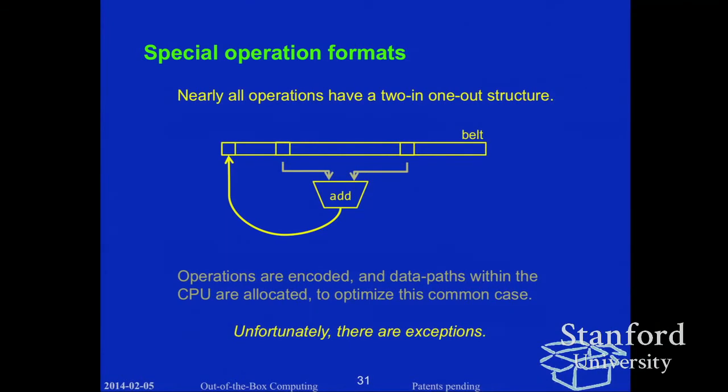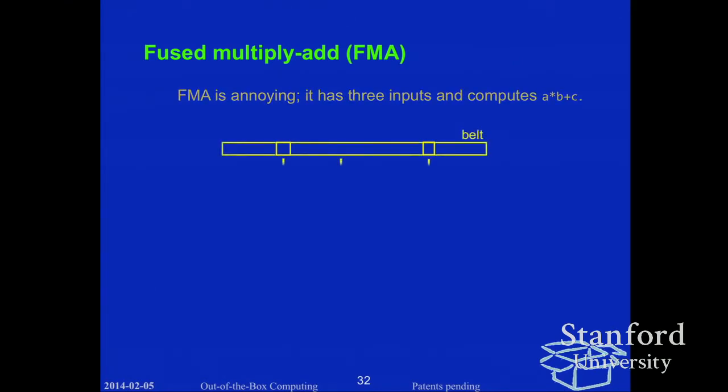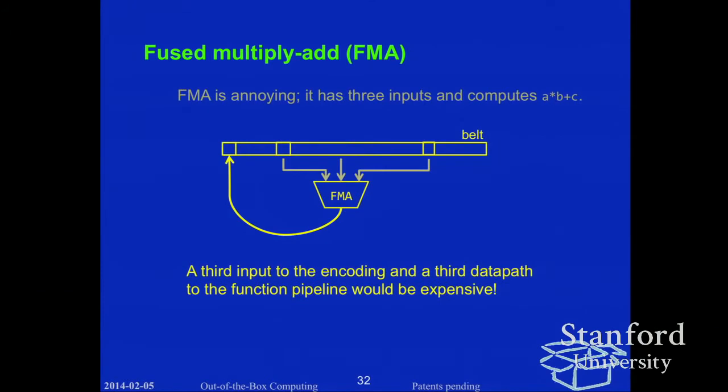Unfortunately, there are operations that are exceptions to the 2 in and 1 out rule. One of them is fused multiply-add. It has 3 inputs and computes A times B plus C. Well, you might think you could do that. In fact, adding a 3rd input into the encoding and into the data paths to the functional pipelines would be really expensive, and fundamentally you don't want to do it.